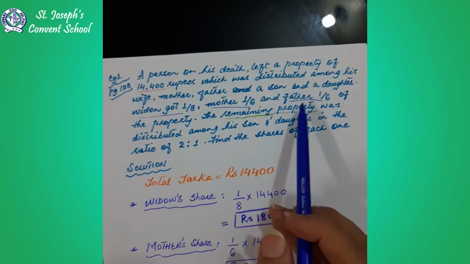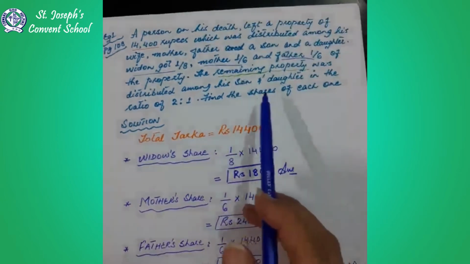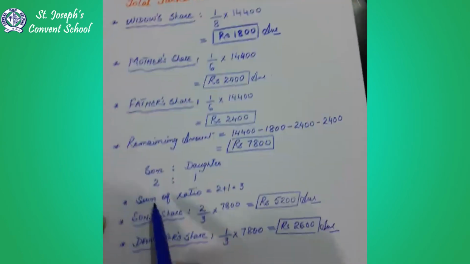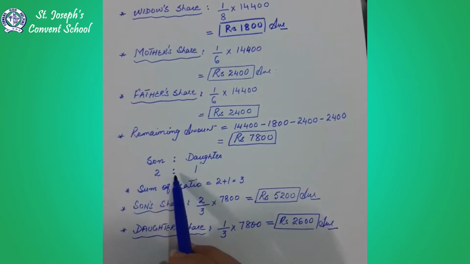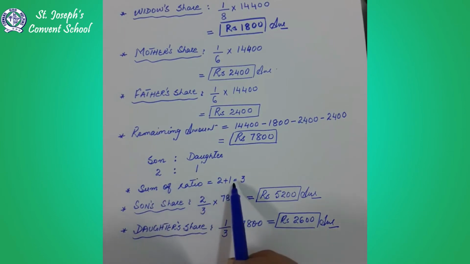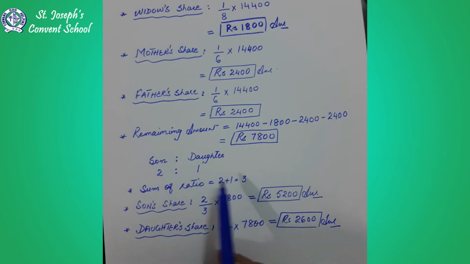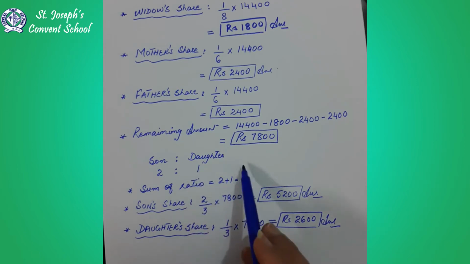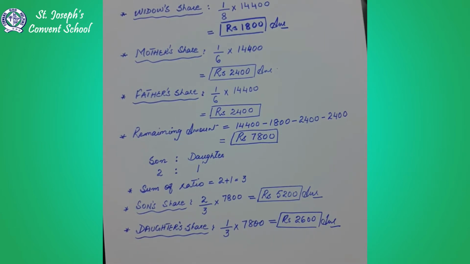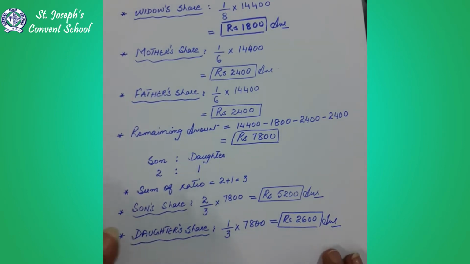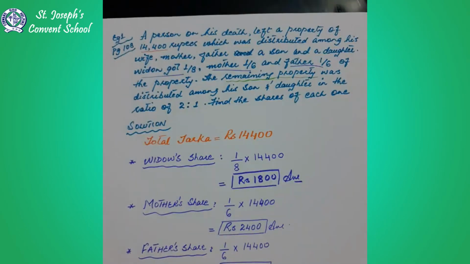After finding remaining property, you will write son and daughter's share. It is 2:1 in the question. Find the sum of the ratio. Son's share is 2 upon 3, 2 divided by sum of ratio into remaining amount. Then daughter is 1 divided by 3 into remaining amount. So you will get the answer. This comes in the descriptive part, so if you practice it, you can easily do it. These questions are not difficult.